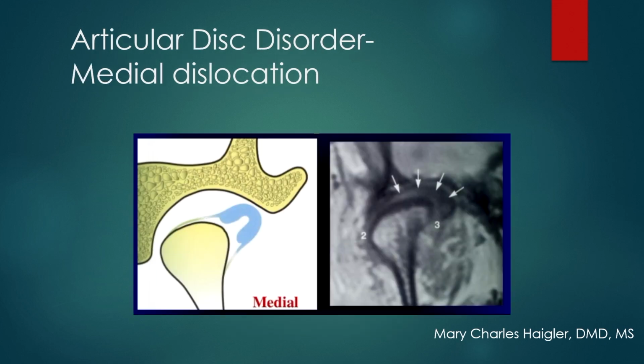Now, it can go more to the medial, which we see here. The arrows, of course, are pointing towards where the disc is. So it just depends on which ligament got stretched. In this one, obviously, the lateral ligament got stretched, so the disc falls to the medial.